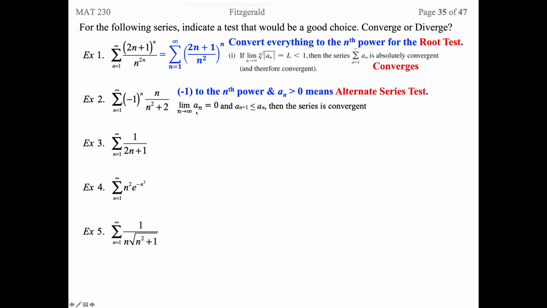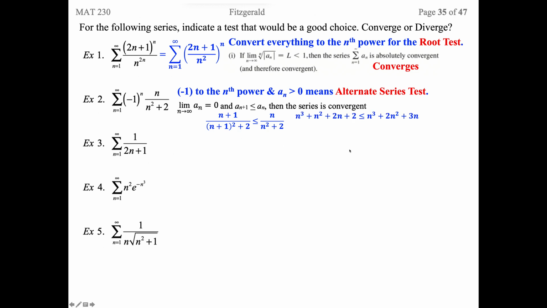So that means we're going to take the limit. Again, we can see that the bottom power is bigger than the top power, so the limit's definitely going to 0. Then we'll put in the n plus 1 for all of our n's. Make sure that that sequence is less than the original sequence, or I should say the a sub n without the negative 1 in there.